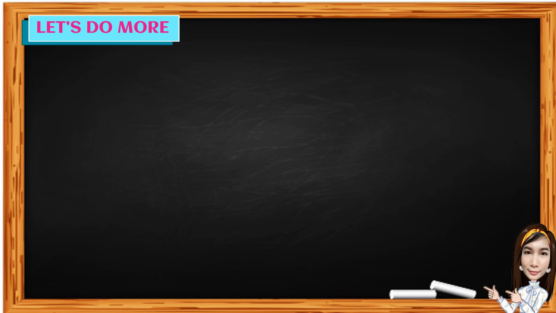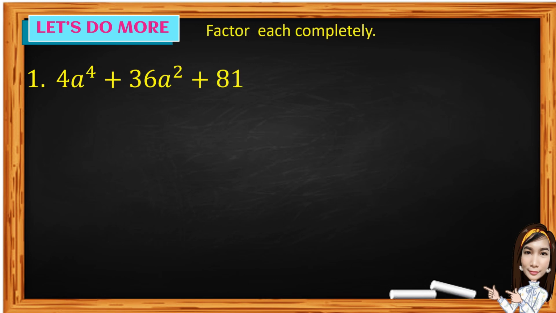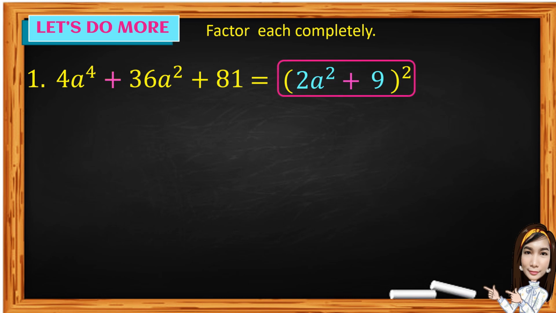Now let's do more. Factor each completely. The first perfect square trinomial is 4a to the 4th plus 36a squared plus 81. And the factor is written as the square of a binomial. Now for the first term, we get the square root of 4a to the 4th, which is 2a squared. Now if the middle term is plus, the binomial factor is also plus. Then get the square root of 81, we have 9. So the square of binomial is the quantity of 2a squared plus 9, squared.